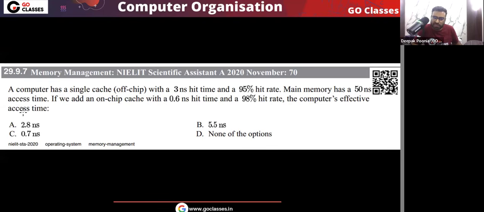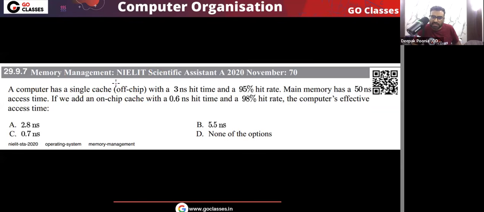You can call it effective access time, effective memory access time, expected memory access time, or average memory access time. All these things are the same. So let's see what will be the answer for this. This is a multi-level cache, because initially we have a single level cache that is off chip, that is not on the processor chip.